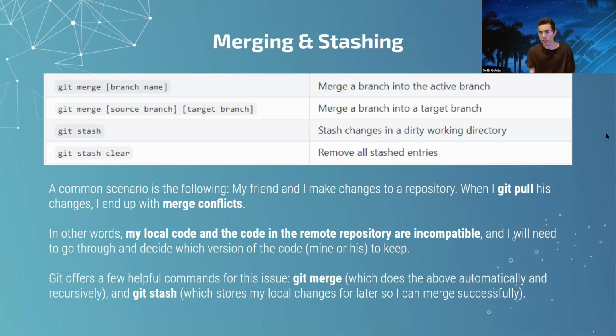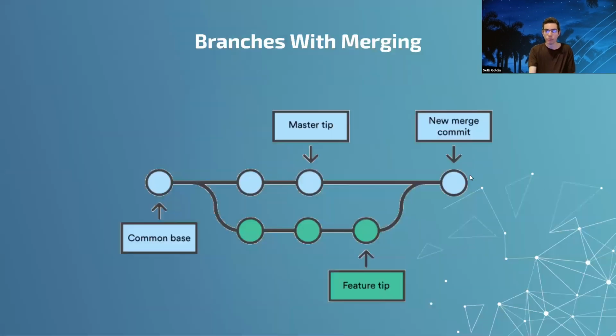Git offers a few commands for this: git merge, which does it automatically and recursively, and git stash, which stores my local changes. Like, let's say I deleted a portion. I can store that part for later, so that portion comes back so that I can combine my code with his, and then I can redo that part where I deleted that portion afterwards. And that's what these commands do.